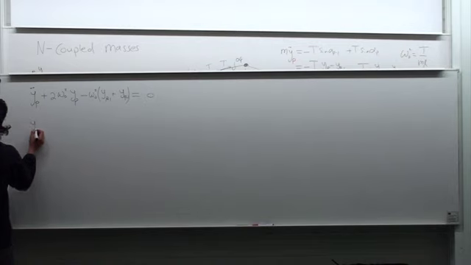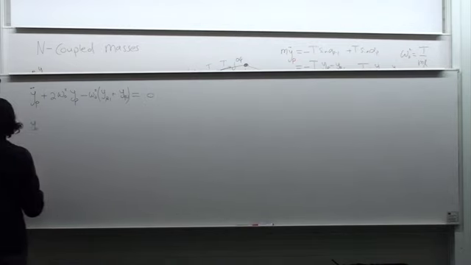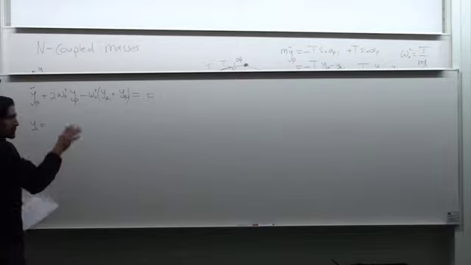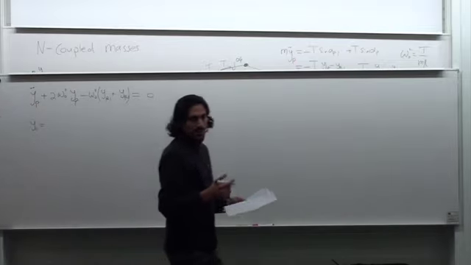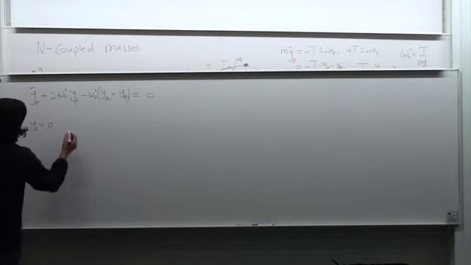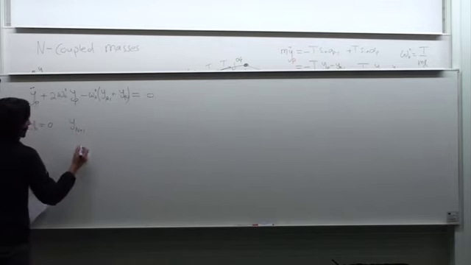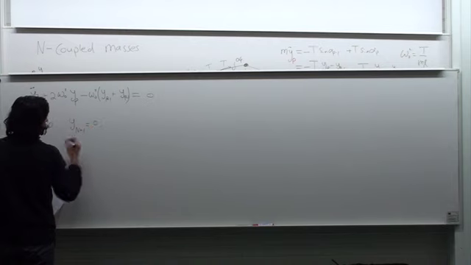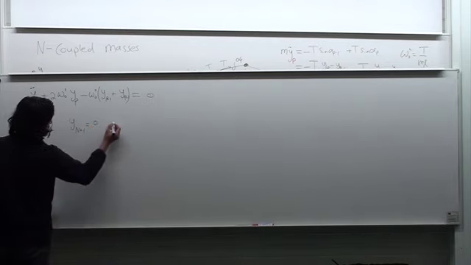So at y0, we know that there is no movement, right? It's fixed. So y0 is always 0, and yn plus 1 is also 0. These are the boundary conditions.